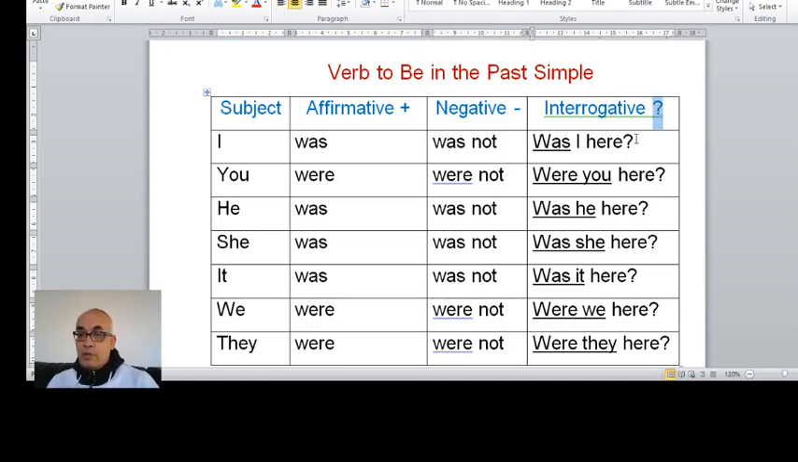Then question, interrogative means making questions. So I put this question sign. Was I here? We just change subject and verb. Were you here? So I put were before you, and then I can make a question. Was he here? Was she here? Was it here? Were we here? Were they here? So all this table shows you verb to be in the past simple tense.